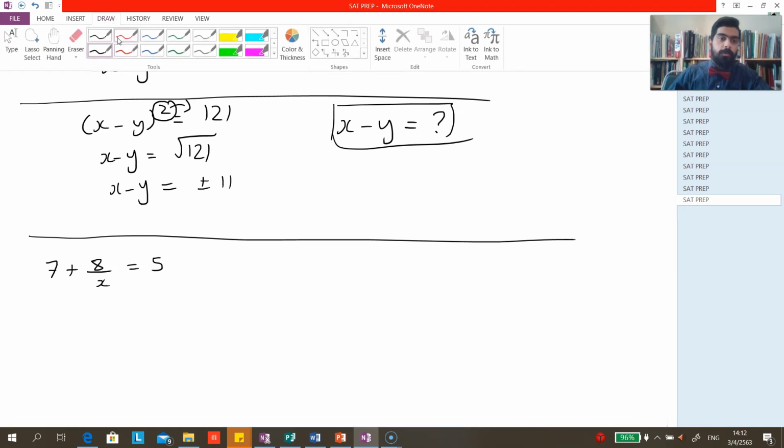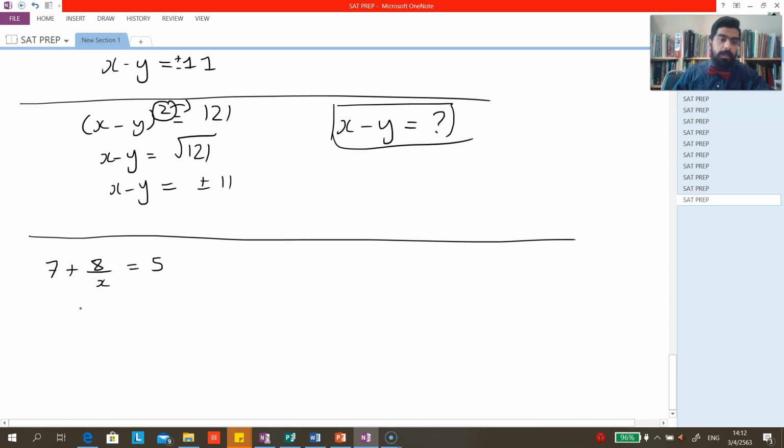Now, how we can find the value of x is by multiplying the whole equation by x. Since we have x in the denominator and we can't have an x in the denominator, let's solve it by multiplying the whole equation by x. So this one I'm going to multiply by x, and also this I'm going to multiply by x. Alright, guys, so x times 7 would give us 7x plus x times 8 over x. The x and x would simplify, which should leave just a positive 8, which is equal to 5x.